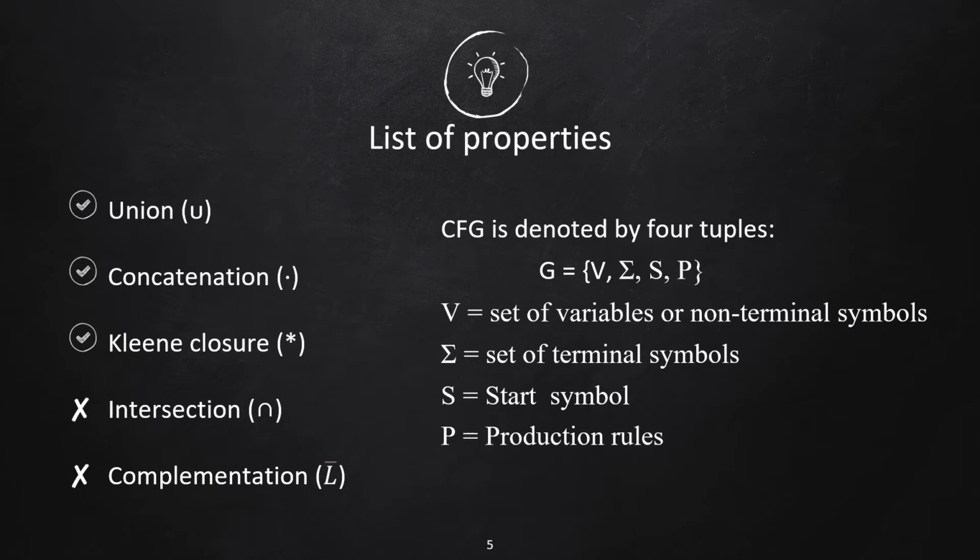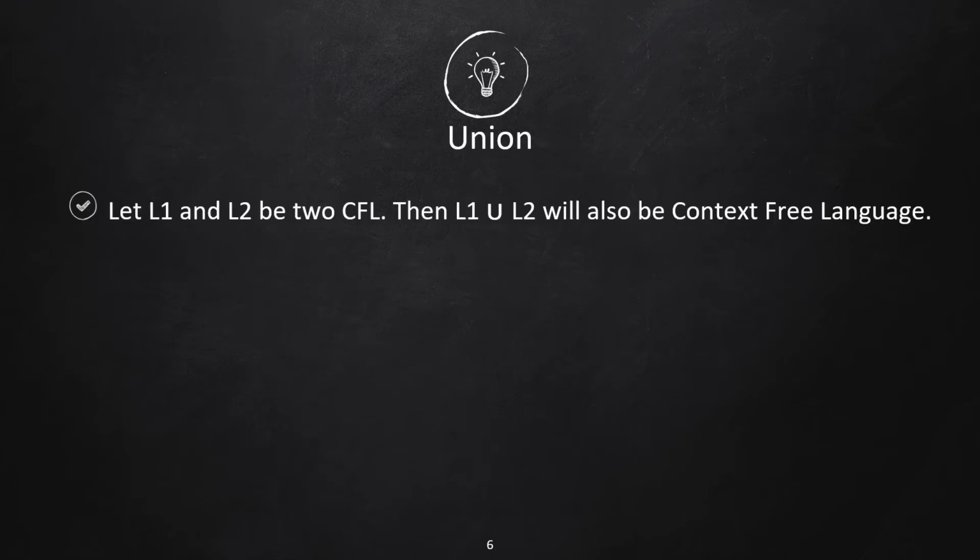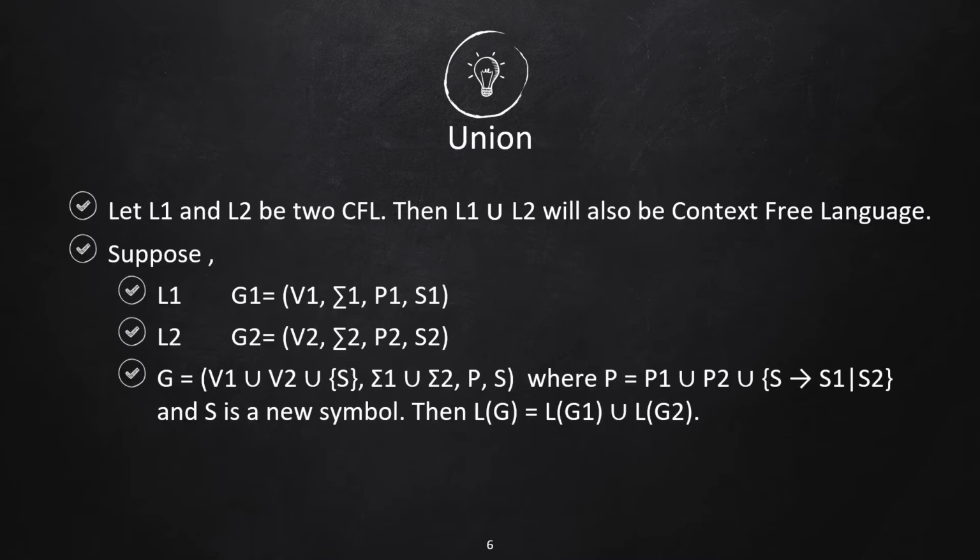So now let us start with union. The first property is union. Let L1 and L2 be two context-free languages. Then L1 union L2 will also be a context-free language. Suppose L1 and L2 have corresponding grammars G1 and G2. G1 is denoted with the tuple V1, sigma 1, P1 and S1. Similarly, G2 is denoted by changing the subscript from 1 to 2.